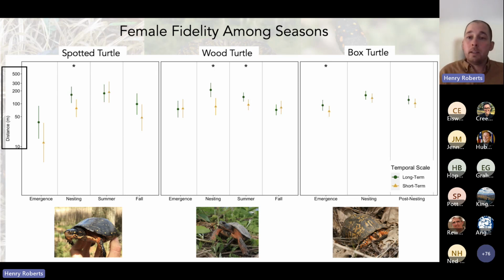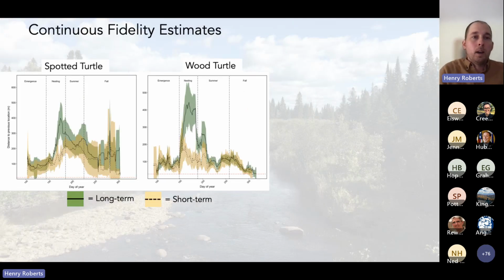When we do look at the seasons that have statistically significant differences, there are two that really pop out: the nesting seasons for both spotted turtle and wood turtle. If we zoom in on these and look at more continuous estimates of fidelity throughout the year, with yellow indicating short-term and green indicating long-term, we can see this gap in the nesting period a little more easily. And I think this gap is really interesting. It has some interesting management implications.